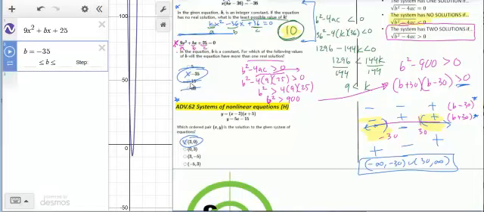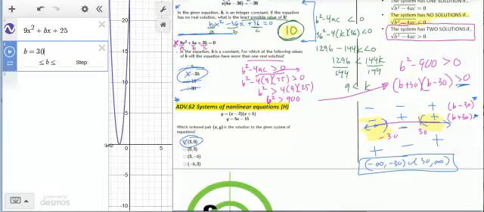This is how I would solve it, kind of understanding how things work. But I can verify the other ones too. Let's test 15. How many solutions? 0. And then let's test 30. How many solutions? 1. And you want the one that had more than 1, which is the negative 35.